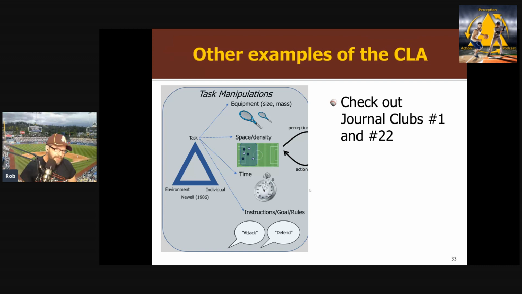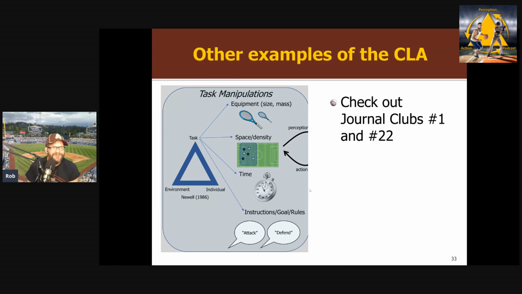So those are a couple examples of the CLA. There's many, many others, things that you can manipulate. Usually we almost always manipulate task constraints. Okay, we talked about equipment size. Another common one is the space and density of players in the small-sided game approach. We can manipulate the time people have. We can add new rules and instructions, right? You have to pass the ball three times before you shoot is adding a task constraint, right? That's going to change people's solutions. And along with Journal Club number 1, I would recommend you check out one of the more recent ones, number 22, where we talked about using constraints in baseball. There's some good examples there. So I'm not going to go into all the possibilities.